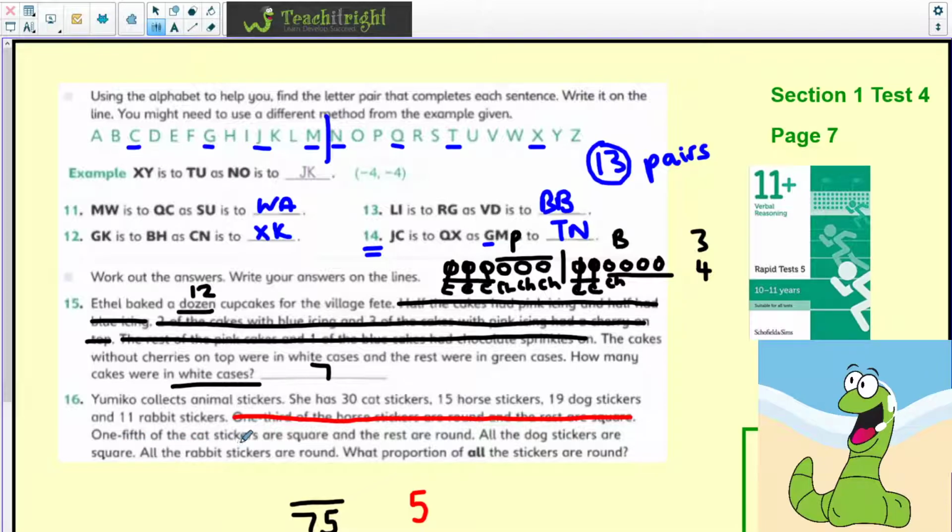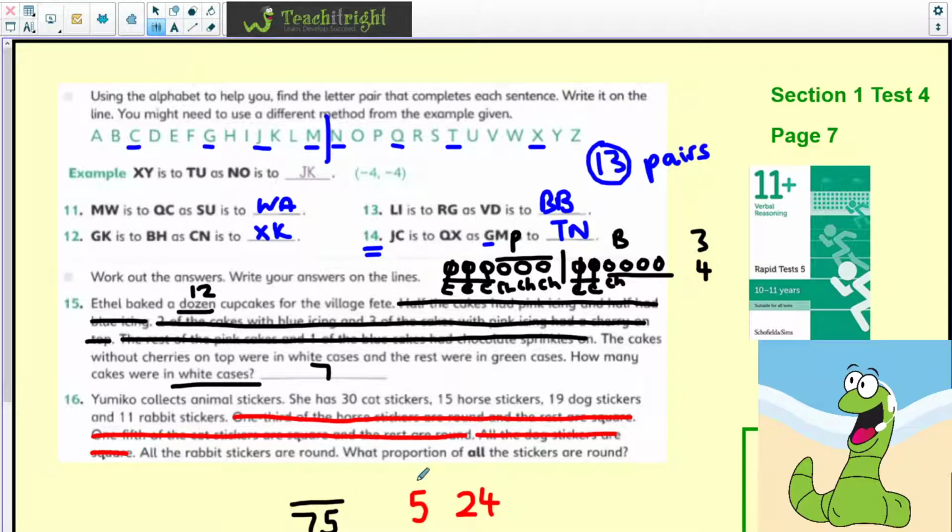1/5 of the cat stickers are square. Okay, so if we take 1/5, 1/5 of 30 is 6, and the rest are round. So if we do 30 take away 6, we get 24. So there's 24 round cat stickers. All the dog stickers are square, so we don't actually need to worry about that at all. We can rule that out.